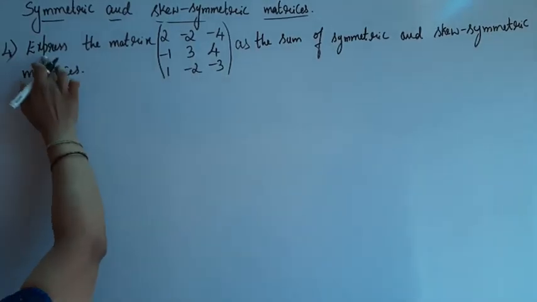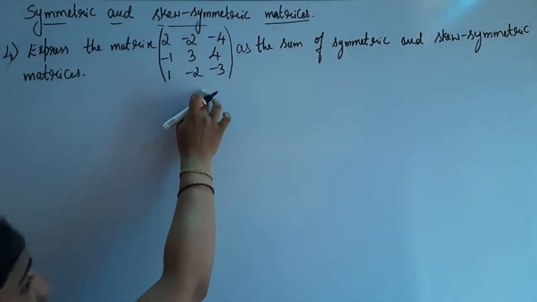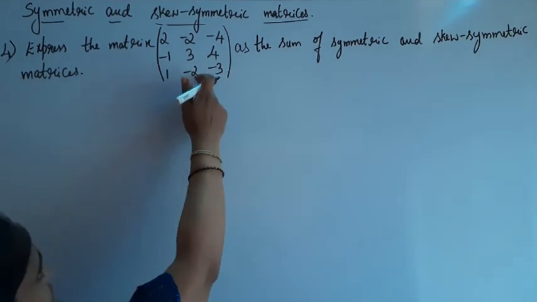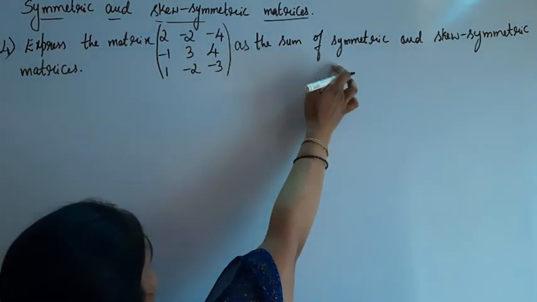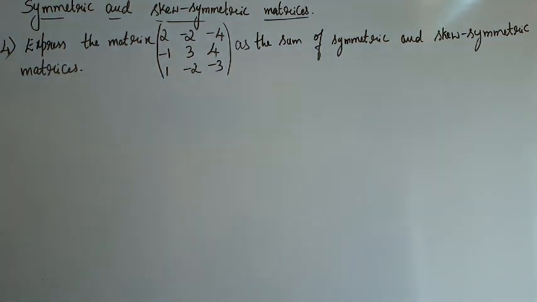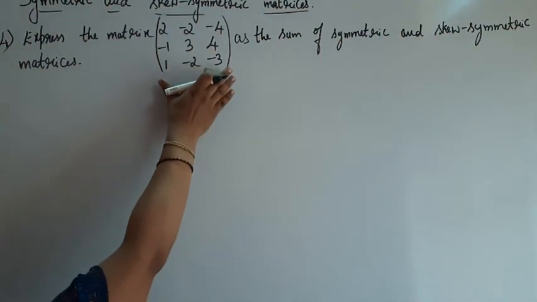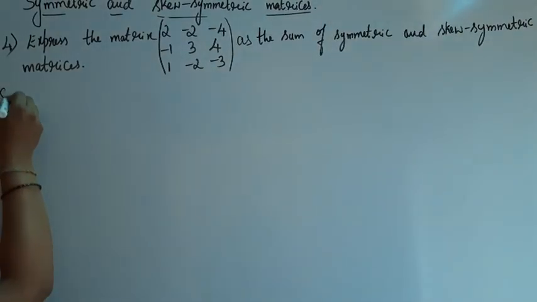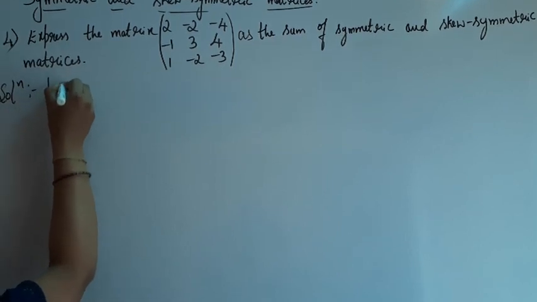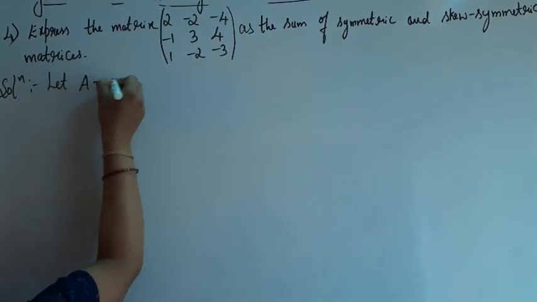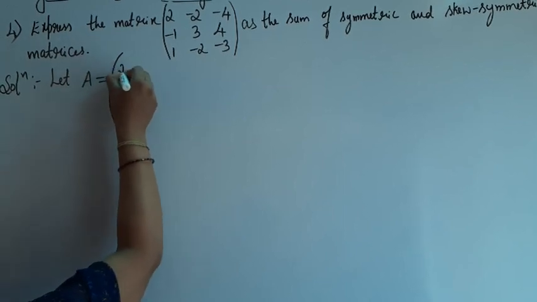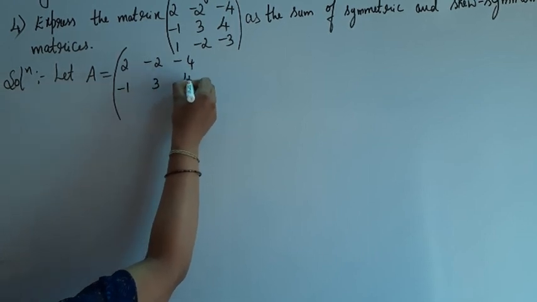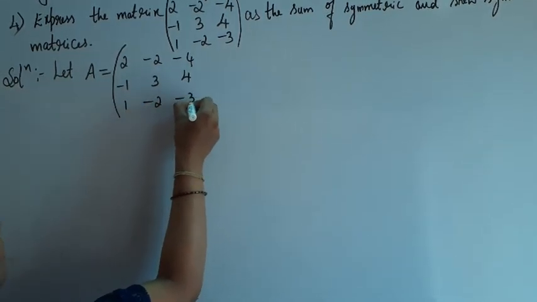So the next question is, express the matrix. So here a 3 cross 3 matrix is given. In the previous 2 problems we solved 2 cross 2. So this is a 3 cross 3 matrix, to be expressed as the sum of symmetric and skew symmetric matrices. So here also we have to express the given matrix as a sum of symmetric and skew symmetric matrices. Okay. First let us name the given matrix. Let us take the given matrix as matrix A. Okay. So matrix A is 2 minus 2 minus 4, minus 1 3 4, 1 minus 2 minus 3.